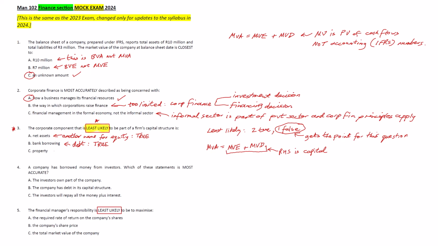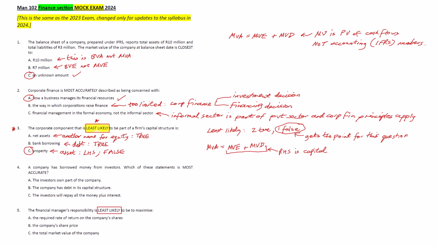What's going on? And then you would hopefully rewind, and as a fail-safe, you would see this is a least likely question. So presumably I'm going to now read on and see that C is wrong. And indeed, we read on and we see that C is property, and that is an asset, and that is on the left-hand side of the identity. That is part of the assets of the firm, not its capital structure. So the least likely point here, for 3, is choice C.